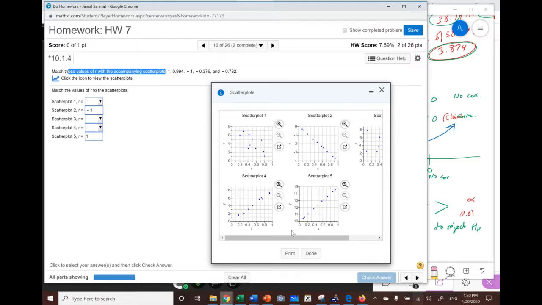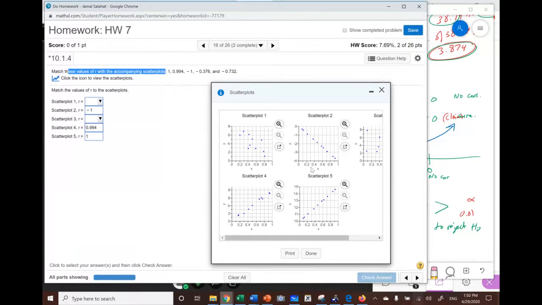Now, if you look at number 4, notice that number 4 is going up, so it's positive, and the points are very close, but it's not straight. So it's going to be closer to 0.8, 0.9, whatever, and notice that there is 0.9 in there. So scatter plot 4 will be 0.9.